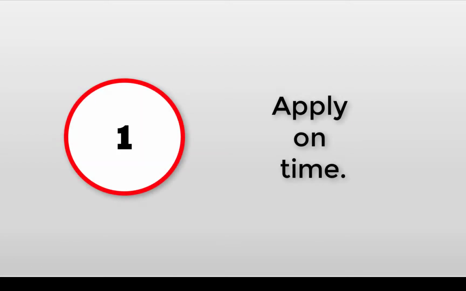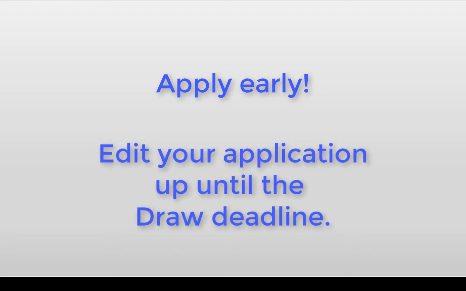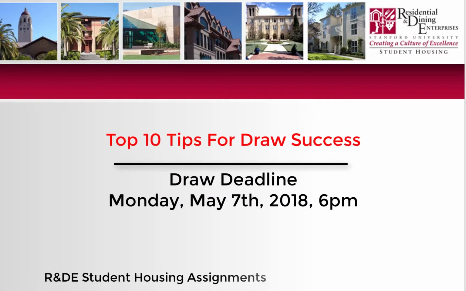Number 1. Apply on time. The draw deadline is a firm deadline, and if you miss the deadline, you will not get to participate in the draw. You will not receive a first round number, and you will not be able to pick a tier. We suggest that students apply early as the system can get bogged down during the final days of the application period. Remember, you can edit your application as many times as you would like up until the draw deadline. Don't miss the deadline. And those are my top 10 tips for draw success.